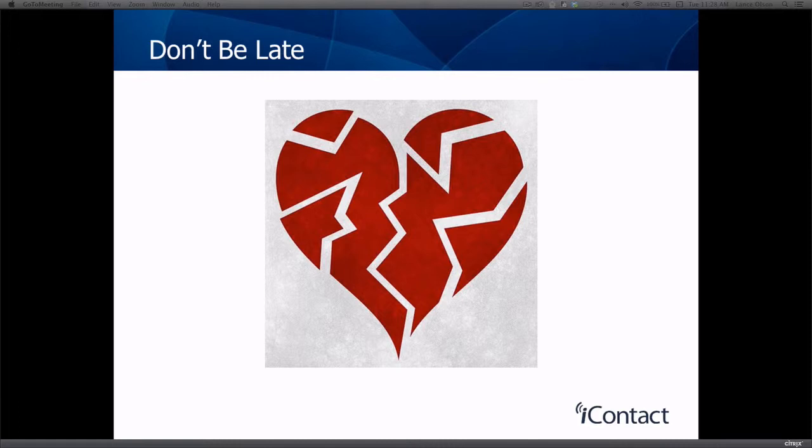Some of the email addresses in his list were several years old. They'd never been hit before. And when it came to him to send his first email campaign, he received a lot of spam complaints. We don't like spam complaints at iContact. No reputable email marketing company likes spam complaints.